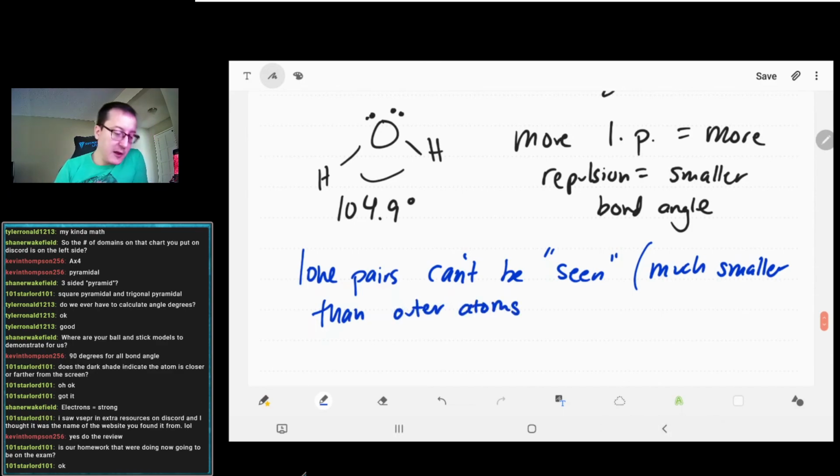So lone pairs can't really be seen per se because they're so small. They're really close to the oxygen. They're within its normal radius. But these hydrogens would be, by comparison, much bigger. So we have another way of talking about the shapes of molecules where we ignore the lone pairs. So we're going to see this.